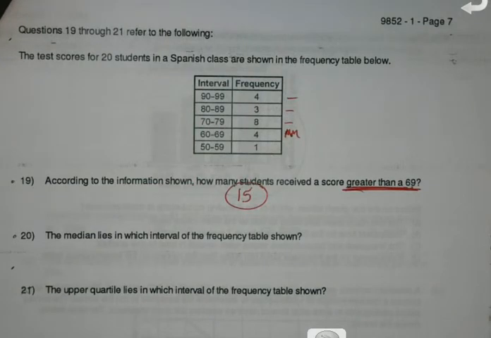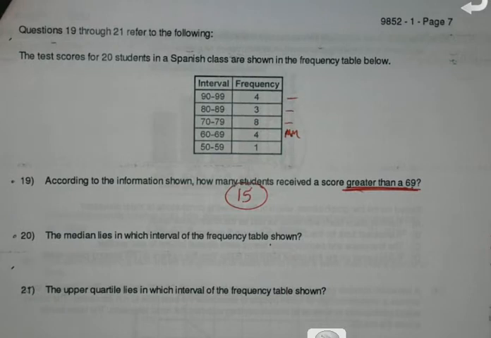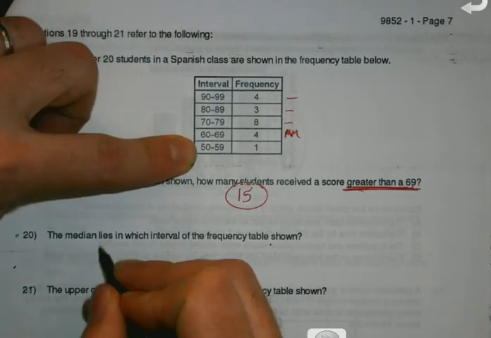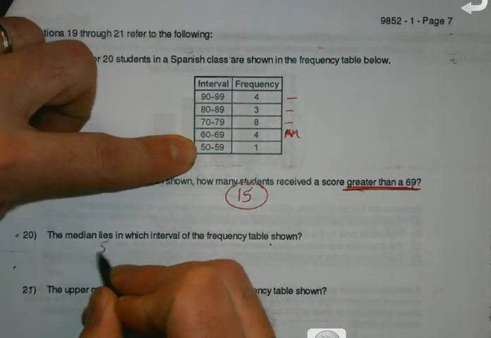Now, this gets a little bit more interesting. The median lies in which interval of the frequency table shown? You're like, but I don't know the numbers. So how am I supposed to figure out which interval it's in? Well, there's a couple of things I could do here. If you're much more comfortable visually looking at this, I could just put a score from each one in.